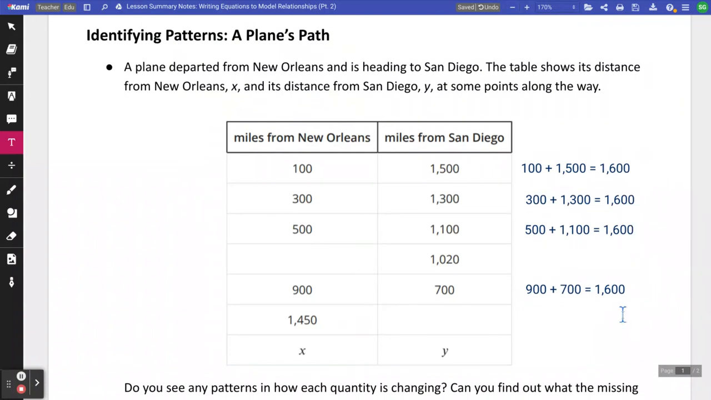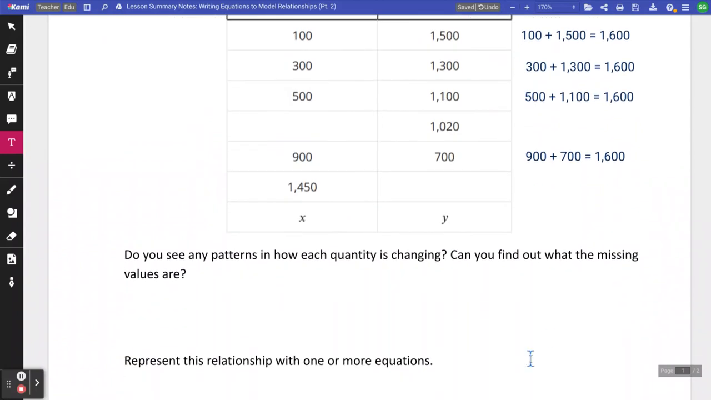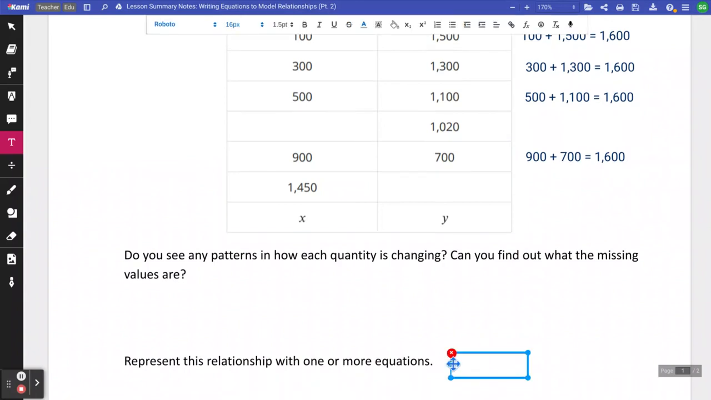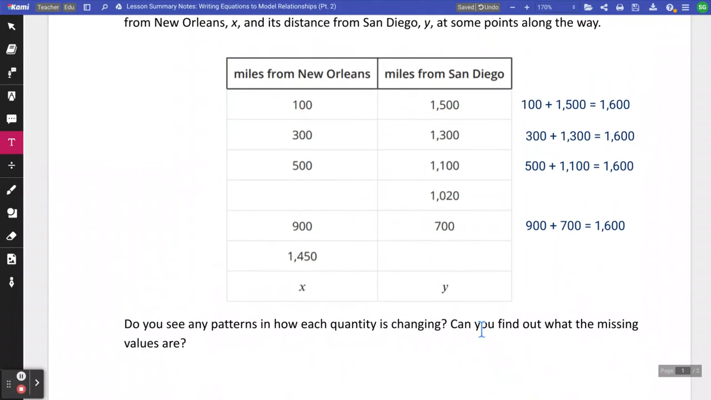So if I wanted to describe that relationship with an equation, we can generalize that pattern I'm noticing using x and y. Every single time I add my x value plus my y value, it's giving me 1600. So for an equation that represents this table, I could say x plus y equals 1600. That is a really big observation that helps us get an equation. Now, I want to talk about why that is for a moment.